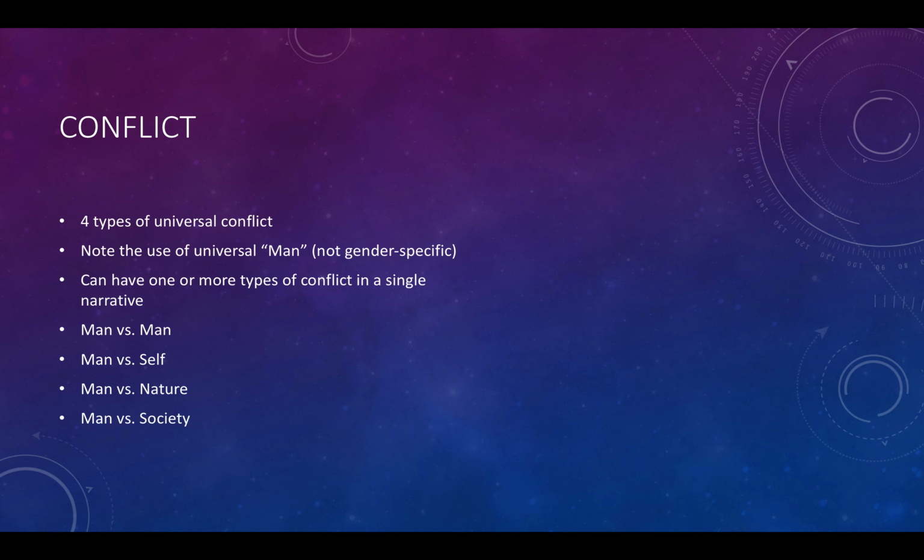When we talk about conflict, we've gone through this already, but there are 4 kinds of universal conflicts. I want you to note the idea of the universal man here with the capital M. It can be non-gender specific, so it can be man or woman. It could even be animals or inanimate objects. You can have one or more types of conflict in a single narrative, so you're not necessarily having just one. So the 4 types are man versus man, man versus self, man versus nature, and man versus society.